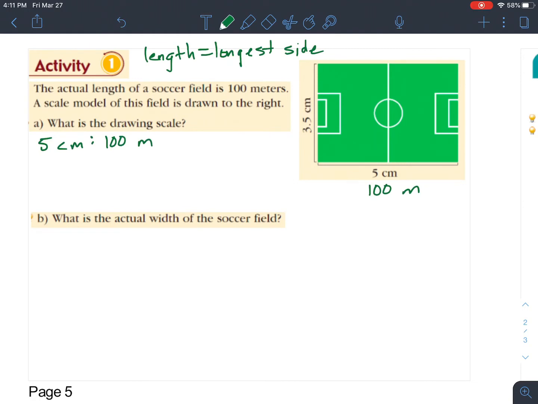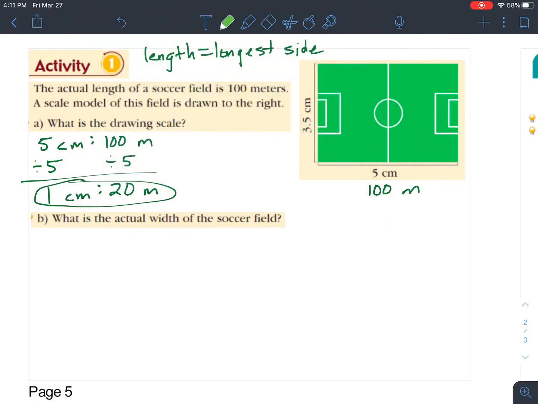And for our scale, we really should be putting this into simplest form. So both of those are divisible by 5. And that tells us then that 1 centimeter is going to be the same as 20 meters. So there is our drawing scale.